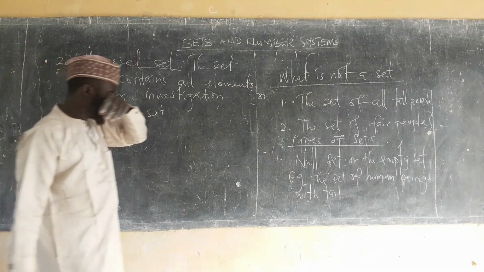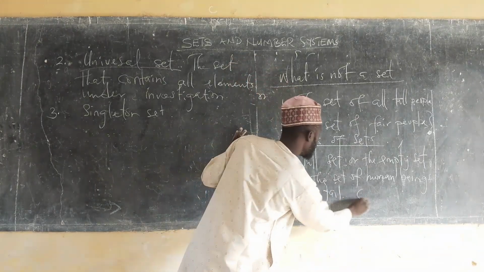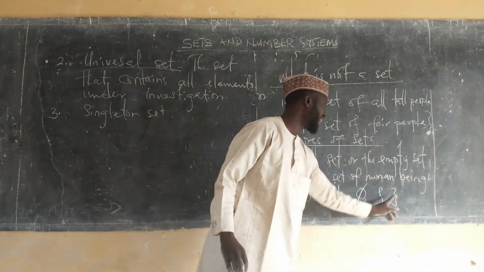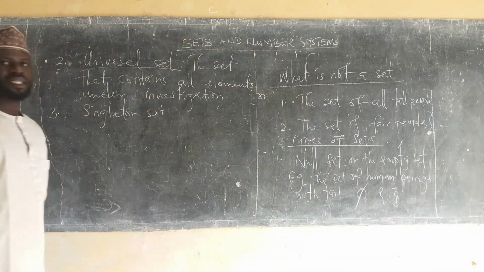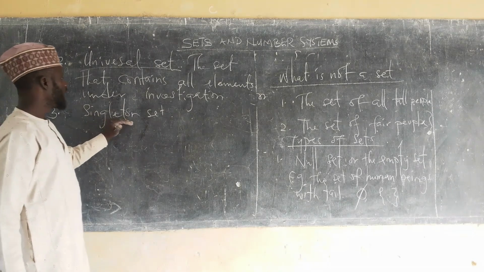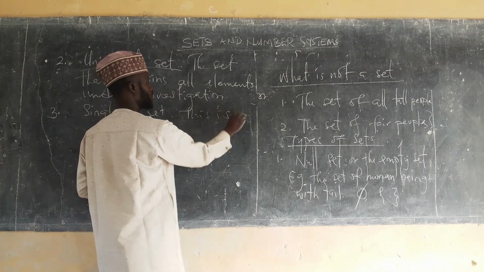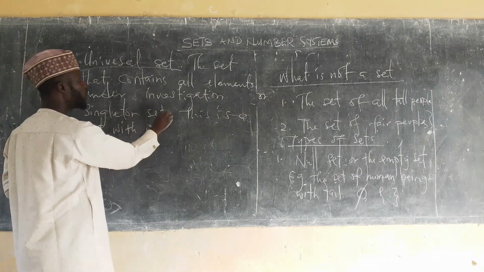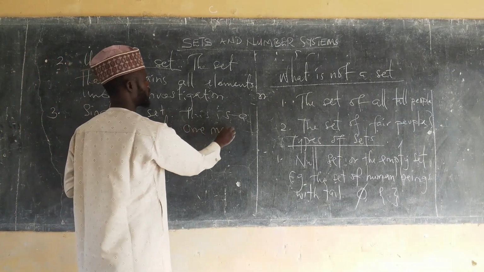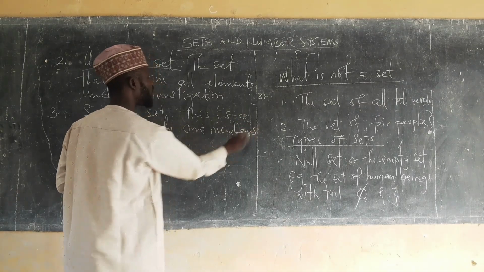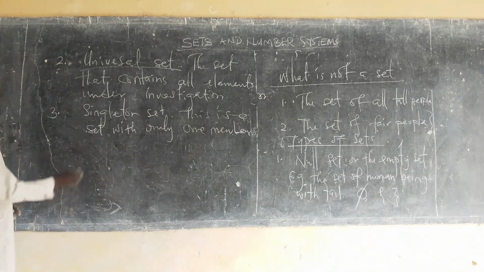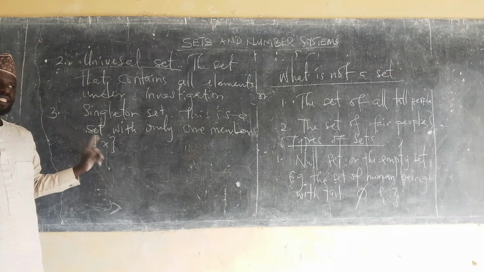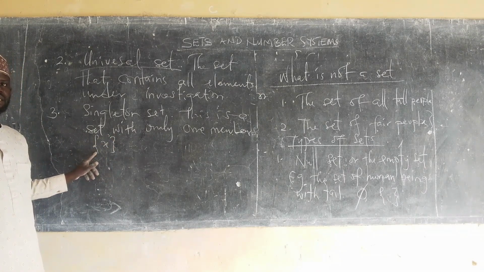Singleton set. Coming back to the empty set, we use this symbol to denote an empty set, or we just write the curly brackets with nothing inside. That signifies the empty set. So singleton set. This is a set with only one member. Contains only one item in that set. Example, just write X. It's a set containing just one item. Just write the item and enclose it in the brackets.